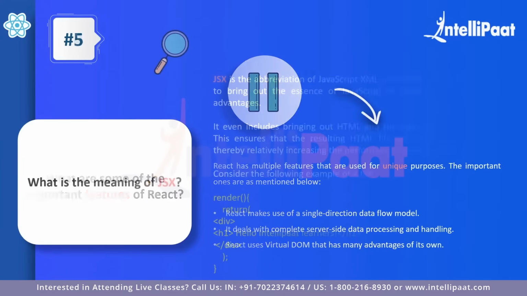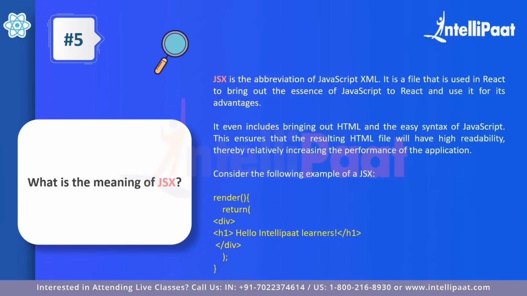Now this brings us to question number 5, which states, what is the meaning of JSX? JSX, as I just previously told you, is the abbreviation for JavaScript XML. So it's nothing but a very simple file which is used in React to hold together the essence of JavaScript and React in a way where there are a lot of advantages of using these together. So, when you think about working with HTML and JavaScript, a JSX file is basically used to bring out the HTML file, making sure you have the ability to use the HTML syntax in a very simple way.